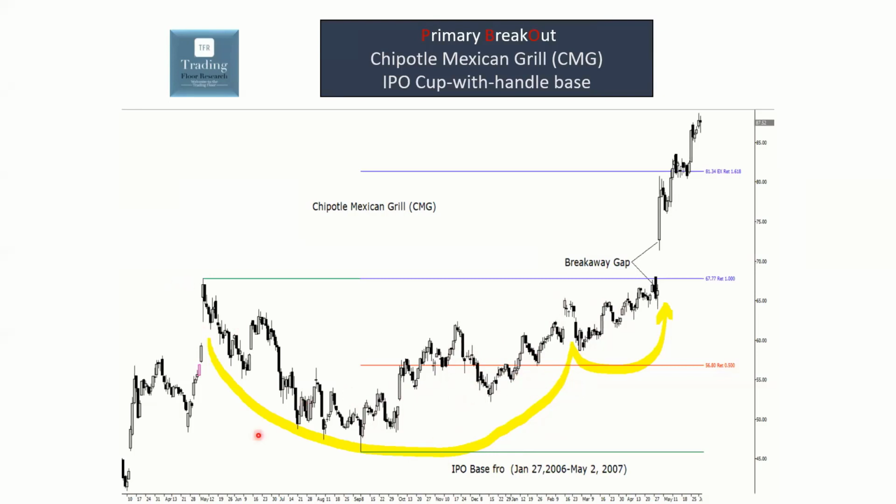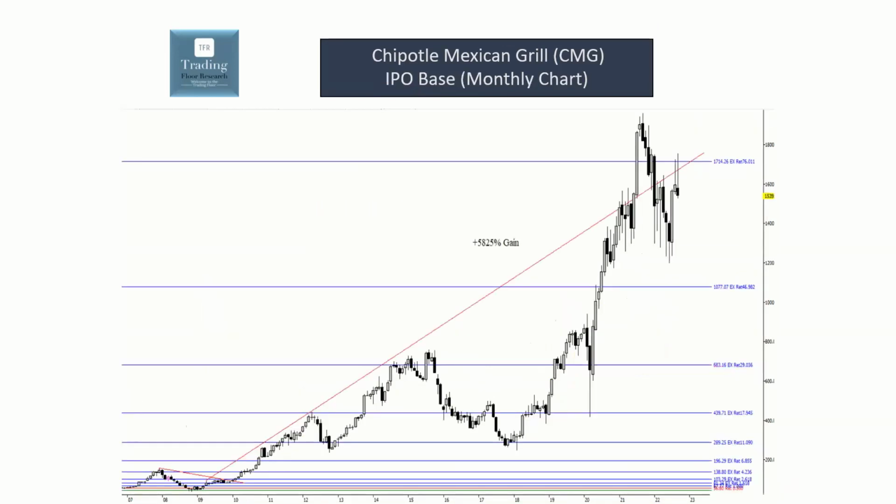And so in this particular case, this base took about 1.5 years to form, the primary base. And that's kind of typical. Tesla took about 2 years. Facebook, it's very typical that they take that long. Now, once they do break, Chipotle was a fantastic example. If you hung on long enough, that was about a 5,800% return.